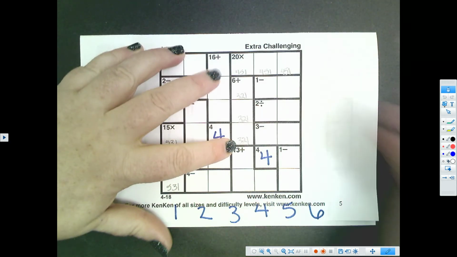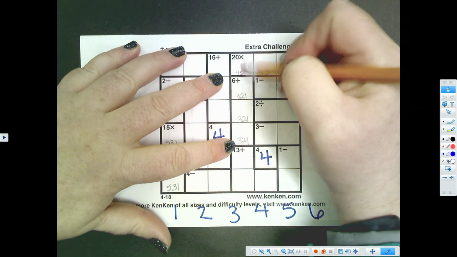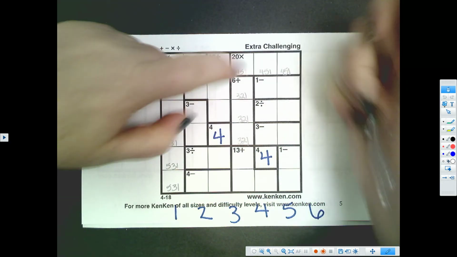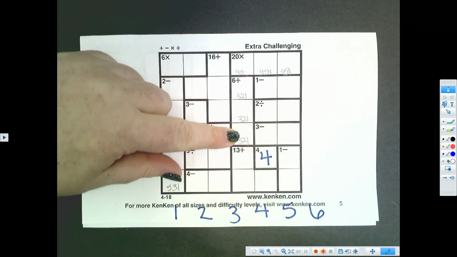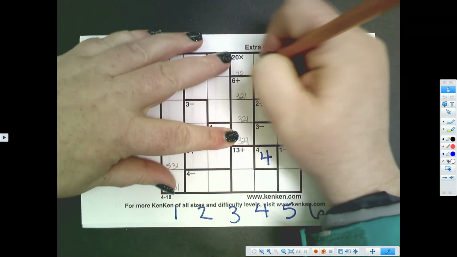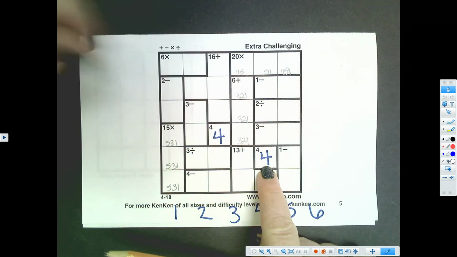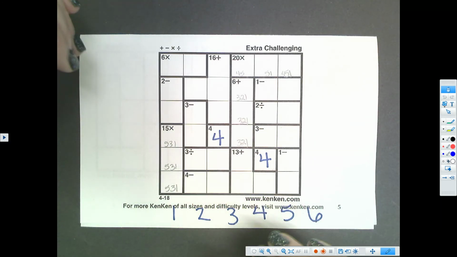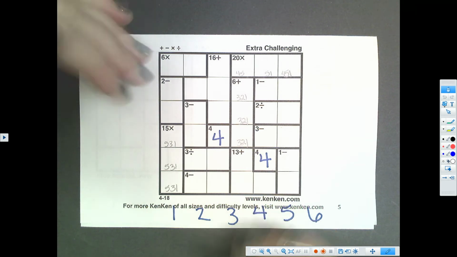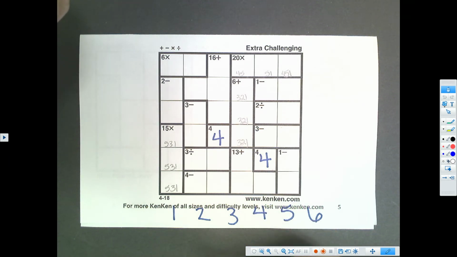Now we can start eliminating things. I can erase the 1 from this box because I can't put the 1 in that box. I can erase the 4 from this box because I can't put the 4 in it. So it reduces the choices for the box, and it slowly helps us build what can actually go inside the box.